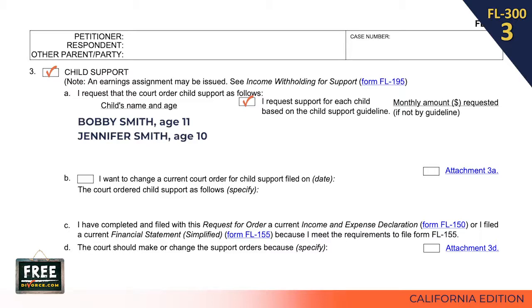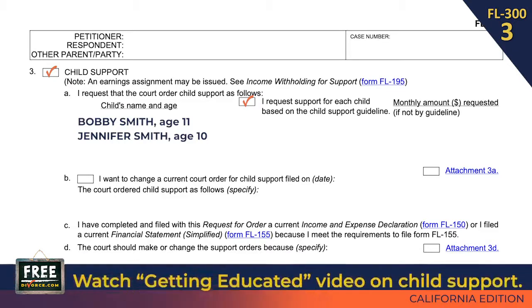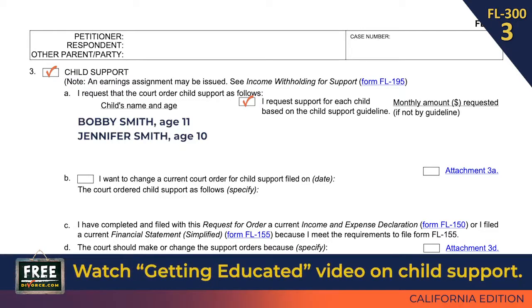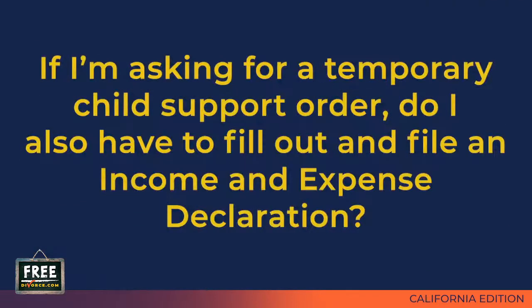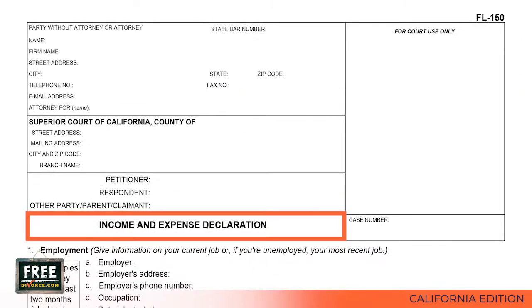For more information on guideline child support, watch the child support videos that are part of our Getting Educated video series. If I'm asking for a temporary child support order, do I also have to fill out and file an income and expense declaration? Yes. Whenever you raise a financial issue with your RFO FL-300, you need to have a current income and expense declaration, which is FL-150, on file with the court.